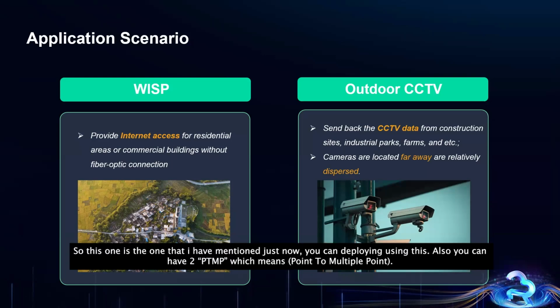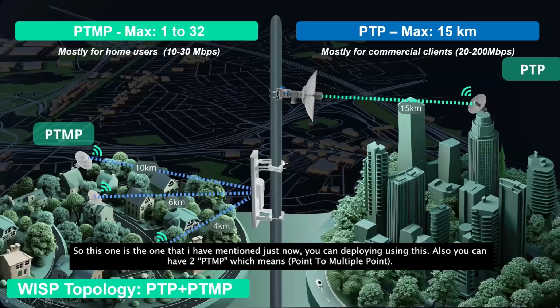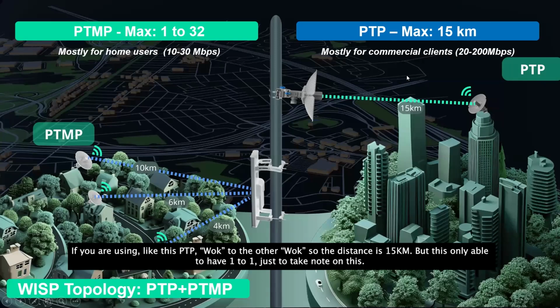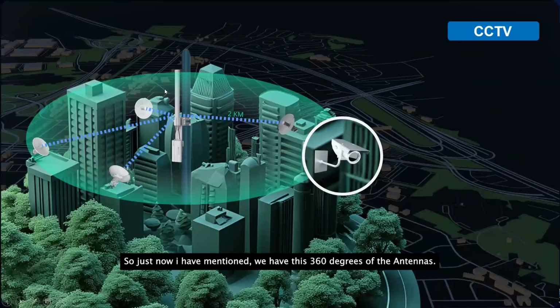This one is the one I mentioned just now. If you are deploying using this, you can have point to multipoint. If you are using PTP, so it's one walk to another walk, the distance is 15 kilometers, but this is only able to have 1 to 1. Just take note of this. Just now I mentioned we have the 360 degrees antennas, so from 360 degrees, this CPE is able to point back to this transmitter.